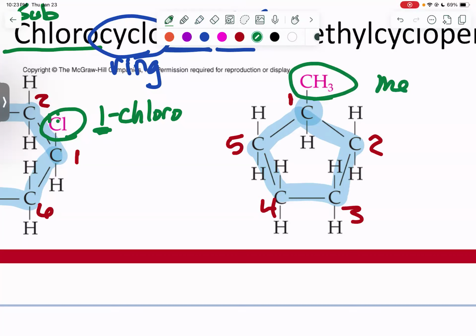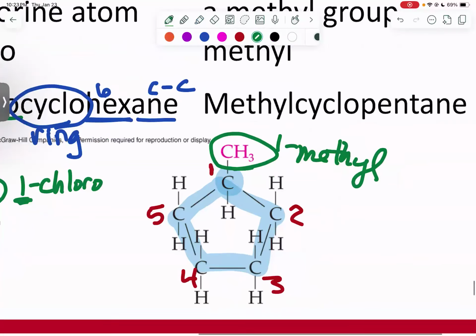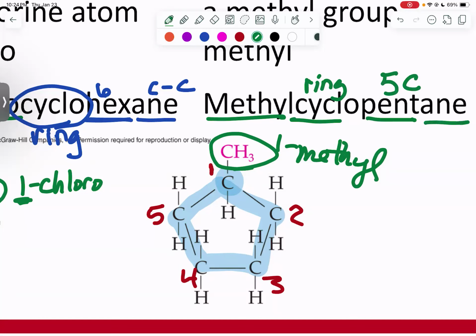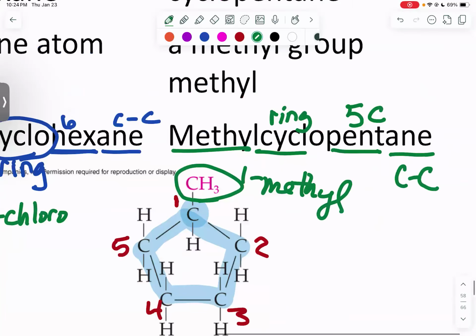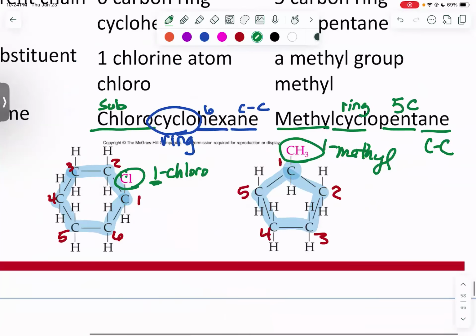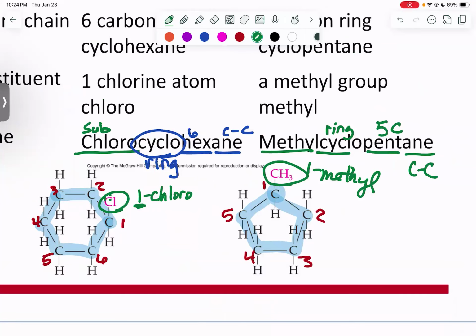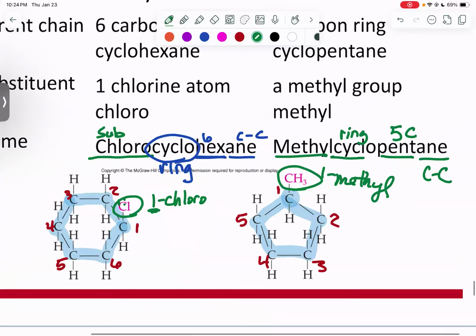So here's our methyl. And it's coming off of carbon number 1, but I don't have to say that. So you just say methyl, then it's a ring. And then pent tells me there's 5 carbons. And then ANE tells me I'm all carbon-carbon single bonds. So a lot of times it's easier to start by going from the name to drawing rather than from the drawing to the name, just to get until you get comfortable.